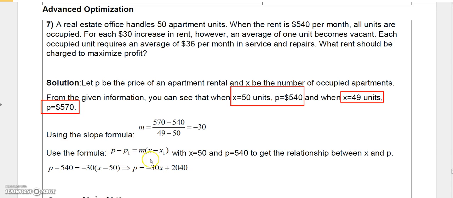Now, we know that x is 50 and p is 540, so we can use this point to plug into the equation and solve for the formula for p. So p minus p1, using this point, is p minus 540 equals the slope times x minus 50. If you distribute that, you'll get minus 30x, and then plus 1500. Then if you bring this over, that will give you plus 540, and 1500 plus 540 is 2040. So now this gives us a formula for the price: p equals minus 30x plus 2040.